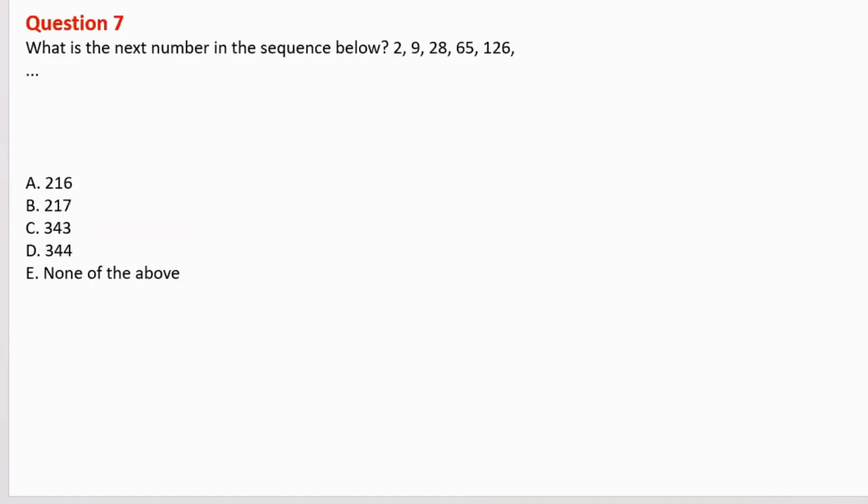Okay. Next one now. Find the next number in the sequence 2, 9, 28. If I see that, 1 plus 1, 8 plus 1, 27 plus 1, 64 plus 1, 125 plus 1. I can see one more thing. It is 2 cube, 3 cube, 4 cube, and 5 cube. It can't be 1 cube as well. 1 cube is also 1 cube.